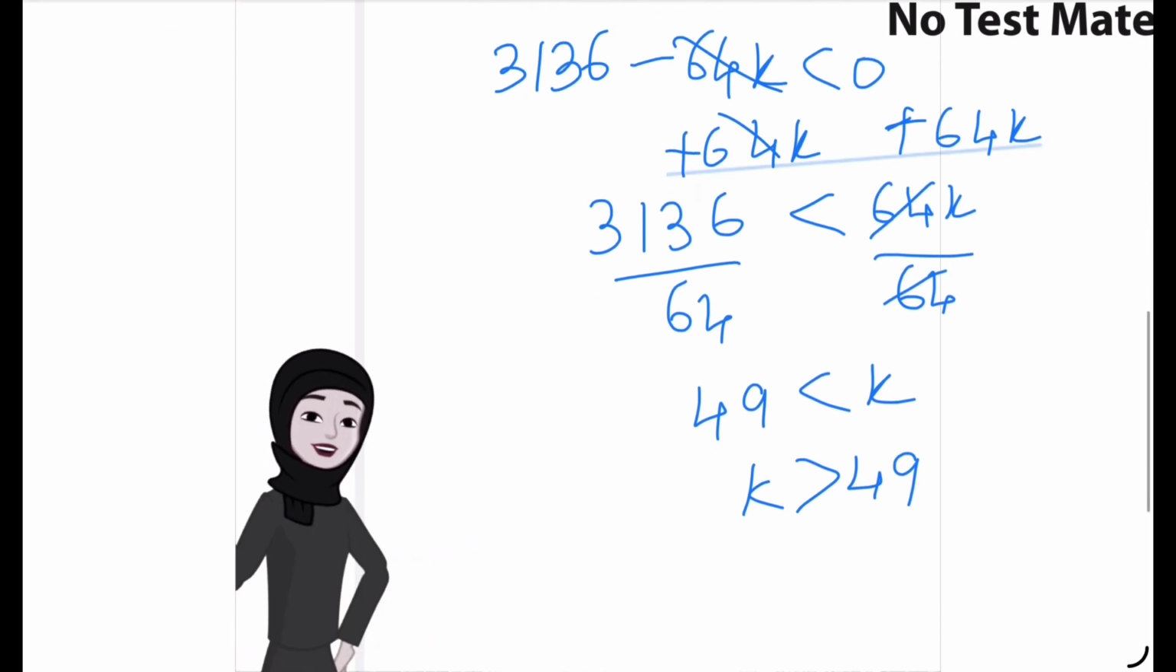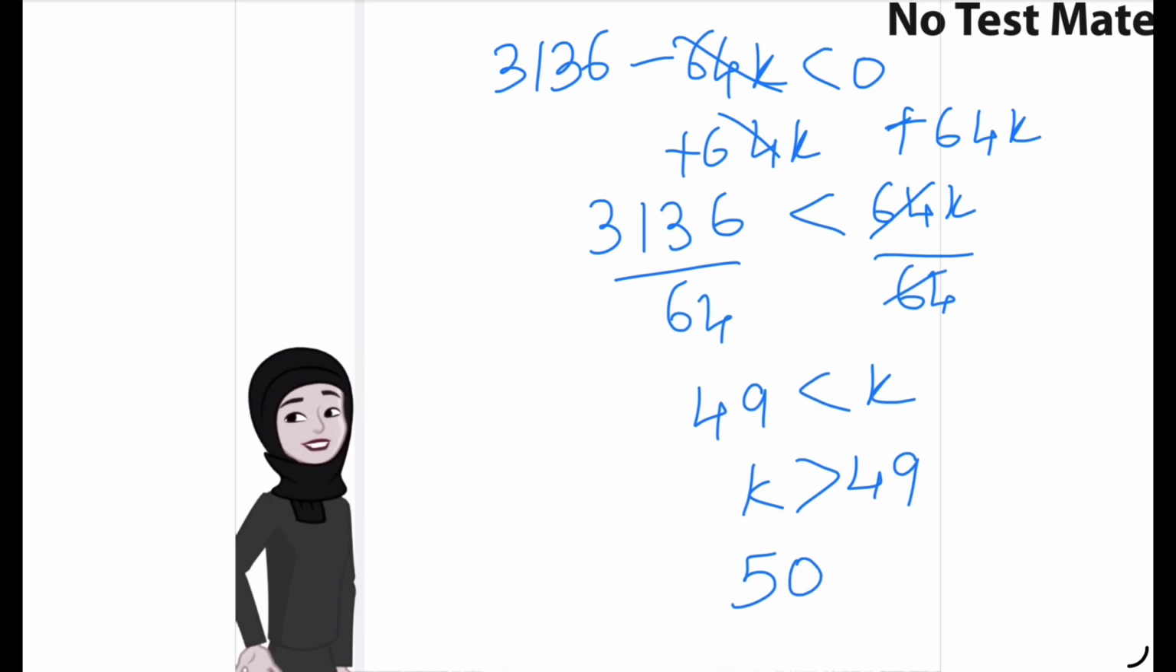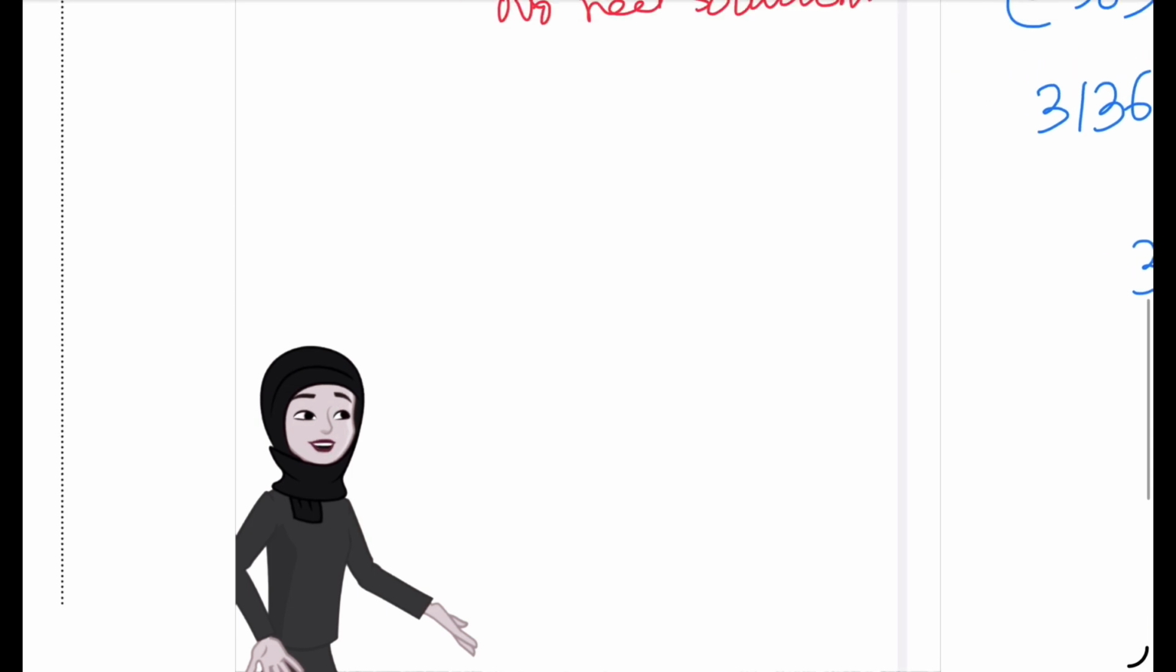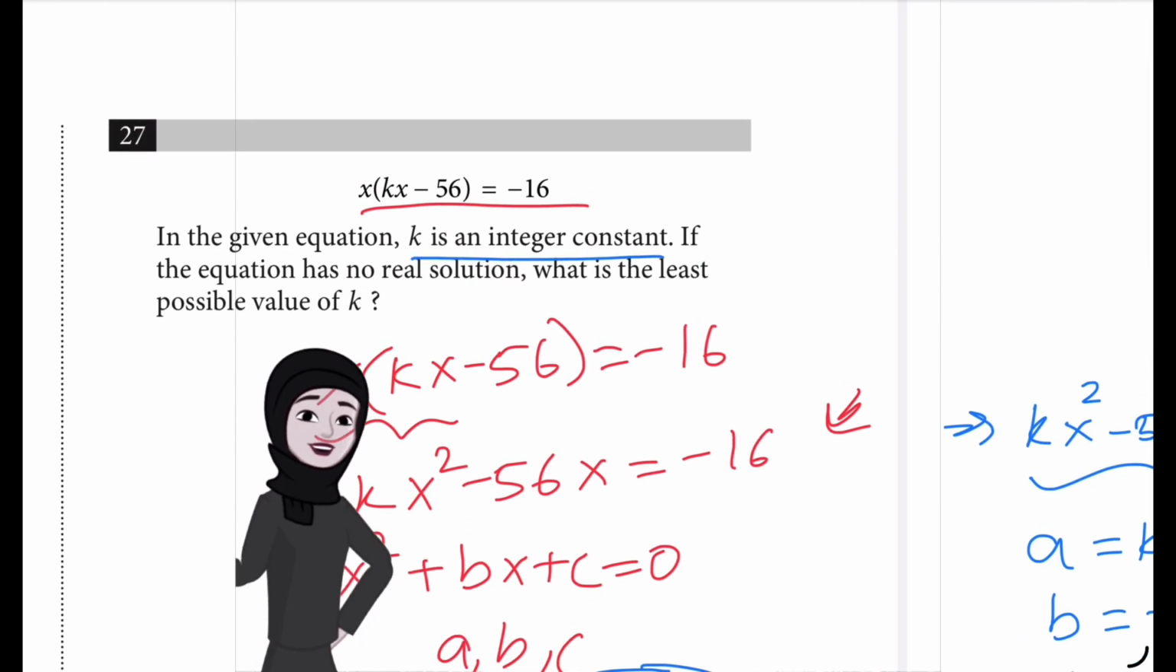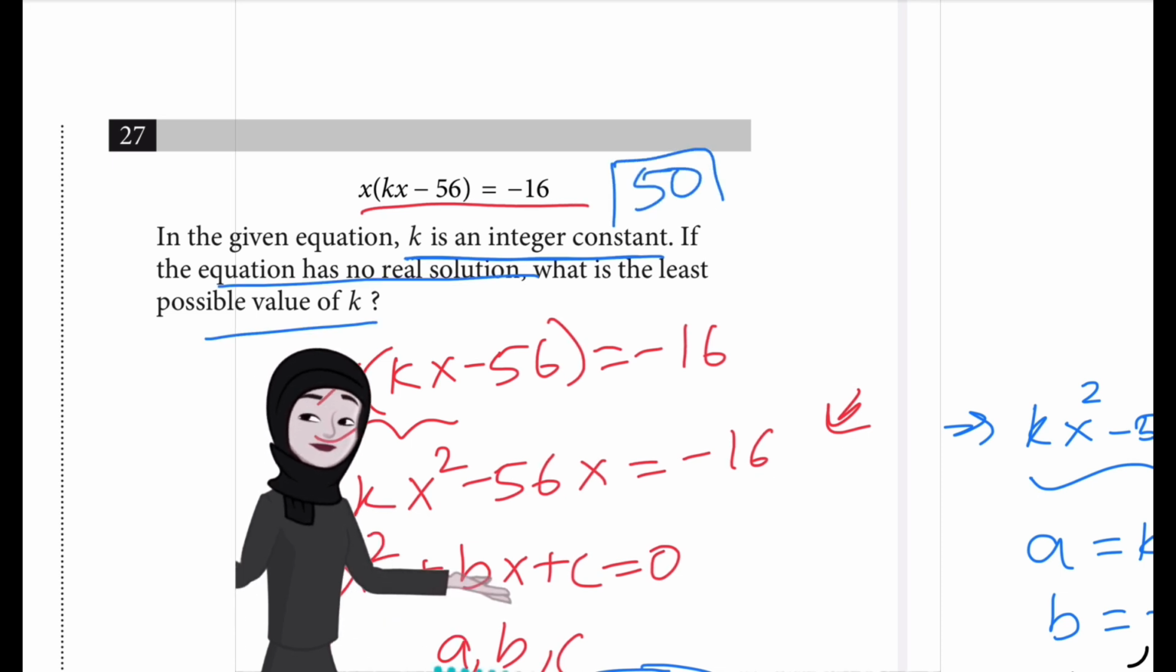Also, it is mentioned that k is an integer. That means a whole number, positive or negative. So the least possible number which can be greater than 49 as an integer will be 50. So based on all the conditions, that k is an integer constant and we need the least possible value of k, we'll have to go with 50.